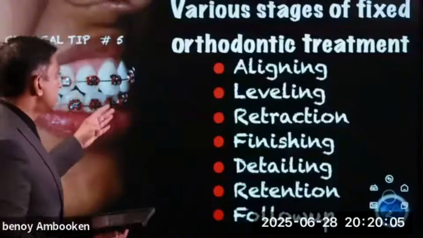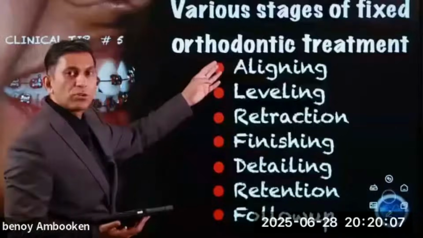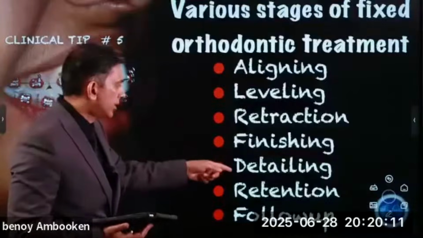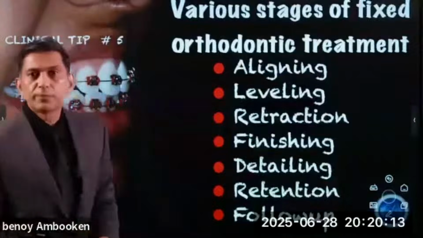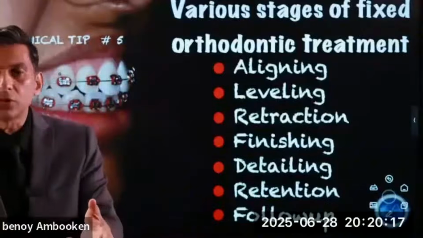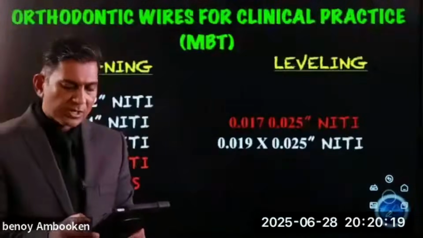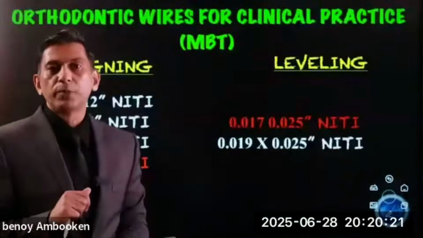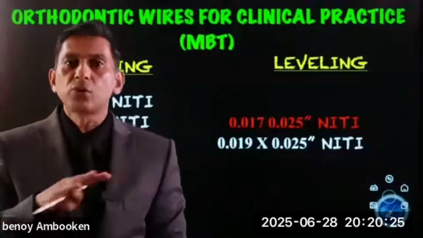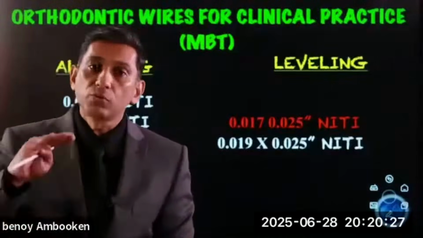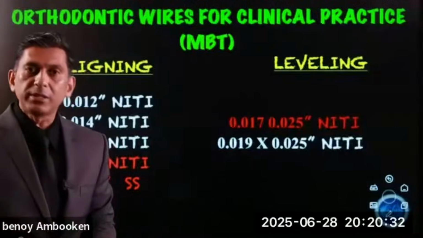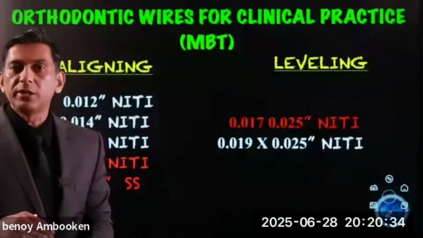Now, I just mentioned the stages of fixed orthodontics: aligning, leveling, retraction, finishing, detailing, retention, and follow-up. Now, for the doctors who are already doing orthodontics, I'm going to mention the correct wire sequence which you should follow. Because don't think putting an E-chain on nickel titanium wire is going to solve all the orthodontic problems. No, it is going to worsen the problem. You're not going to get an occlusion. You are not going to get stability. Ultimately, you are going to develop a TMD.